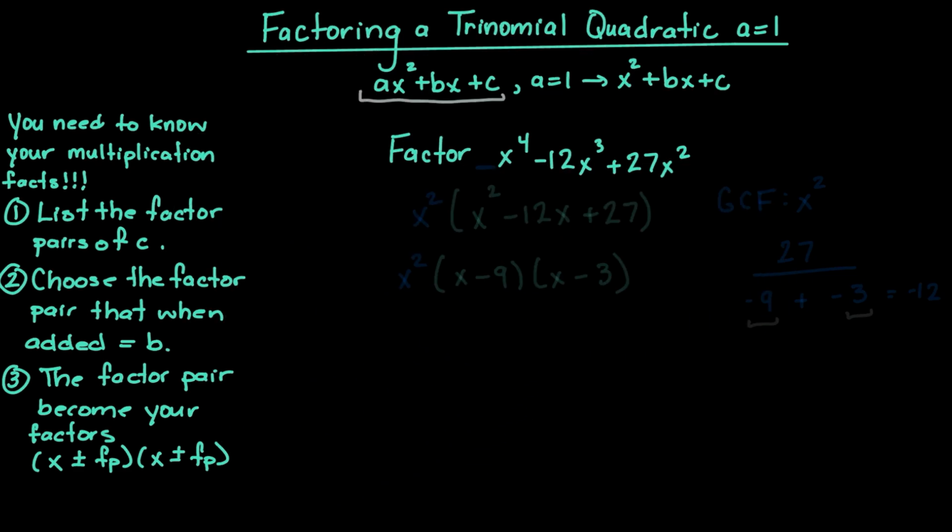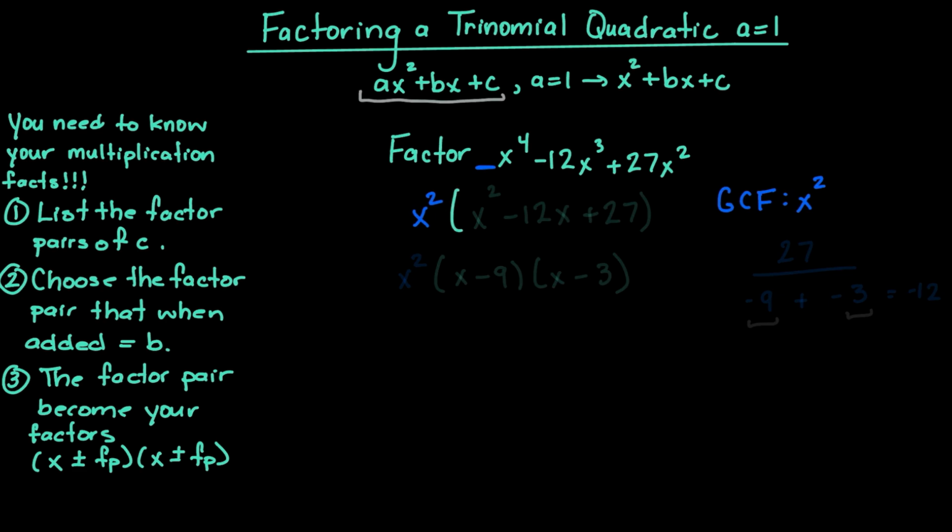We've reached our last example with factoring a trinomial quadratic that has a greatest common factor. So another example is factor x to the fourth minus 12x cubed plus 27x squared. In this case, our leading coefficient is a 1. And notice there's nothing in front of x to the fourth, so there's an invisible 1. But I do see that I have a GCF. Each of my terms has at least x squared. So my GCF is x squared.